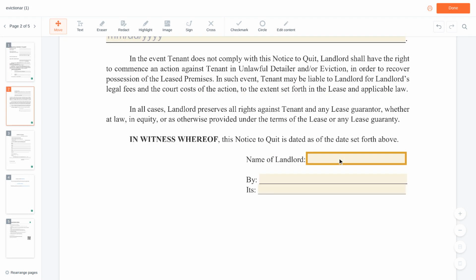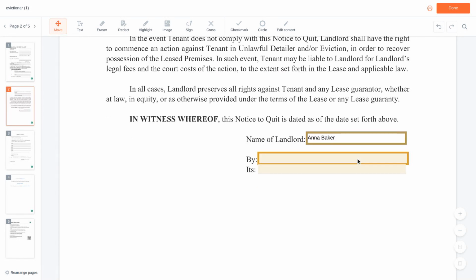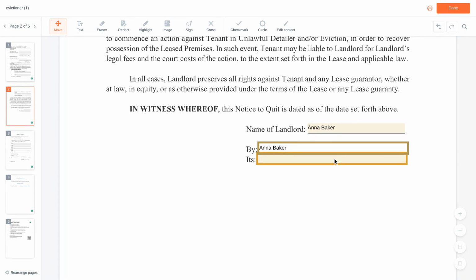Then the signature block. Print the landlord's name, sign on the "by" line, and add your title on the "its" line, here owner. The certificate of service records when the notice was delivered, how and to whom. Complete it when you actually serve the notice, and use the notary block if your state or your attorney asks for sworn service. Keep a signed copy of everything for your records.